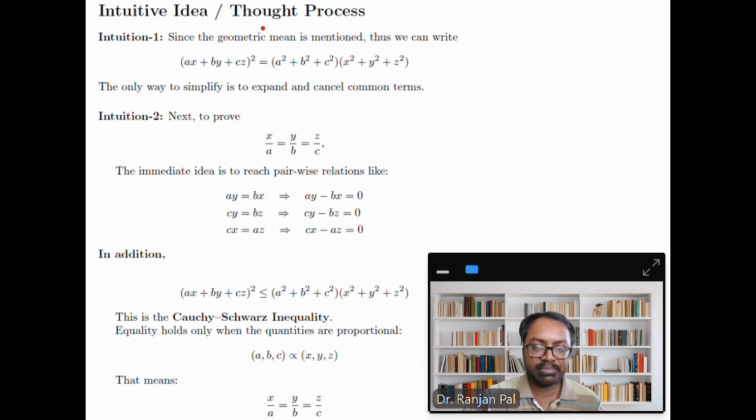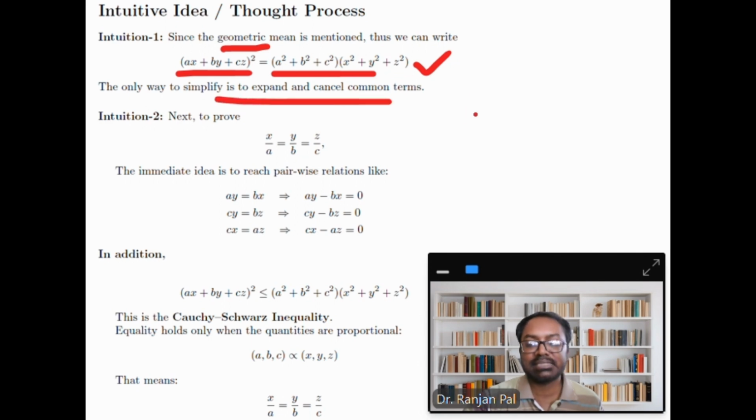Since in the question it's mentioned that we have a geometric mean, immediately we can write that ax plus by plus cz the whole square is nothing but the multiplication of these two expressions. And this can be simplified only by expanding and cancelling the common terms.